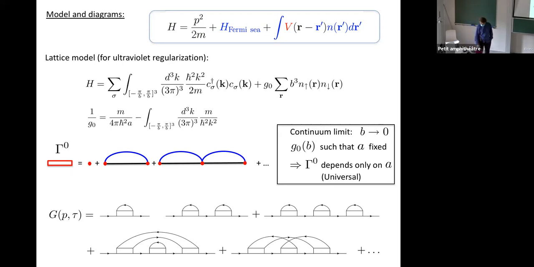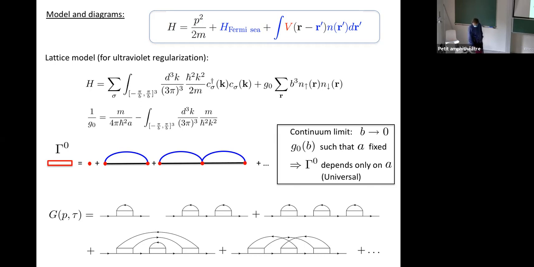And the nice thing is that this gamma naught is well defined in the zero range limit, meaning that we can take the lattice spacing b going to 0 and then choose G0 such that the s-wave scattering length is fixed. So we take b going to 0, G0 will actually also go to 0 from below, and then gamma naught depends only on the s-wave scattering length a. So we have now constructed the theory directly in the zero range limit.